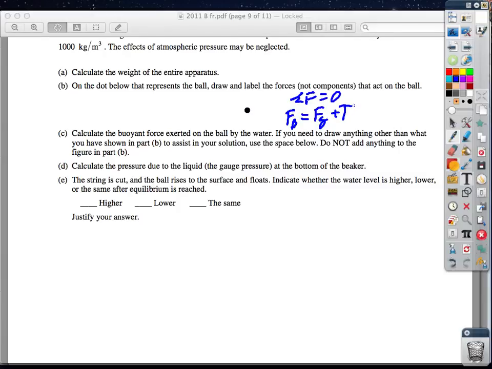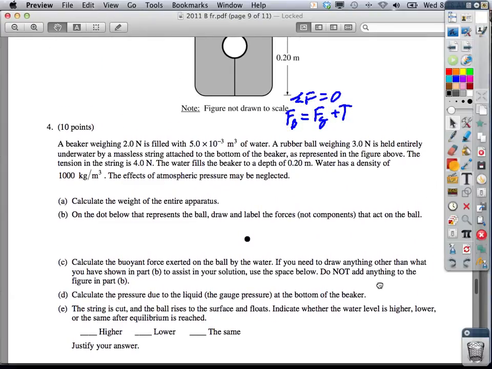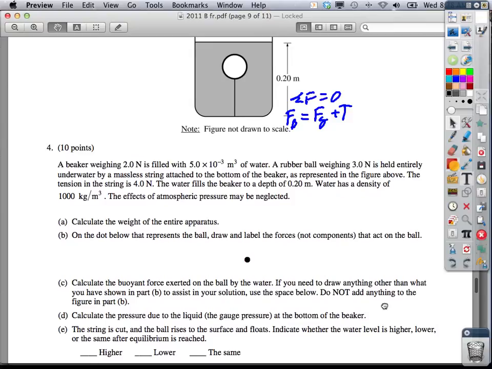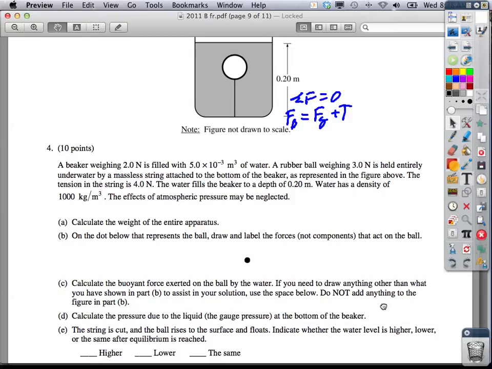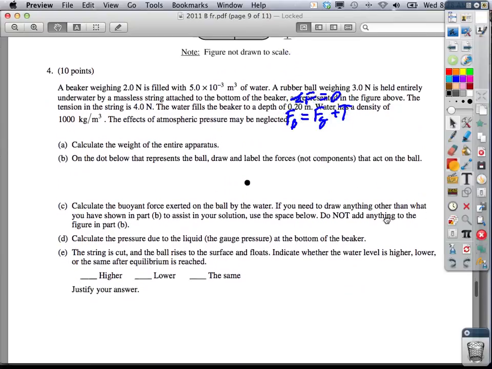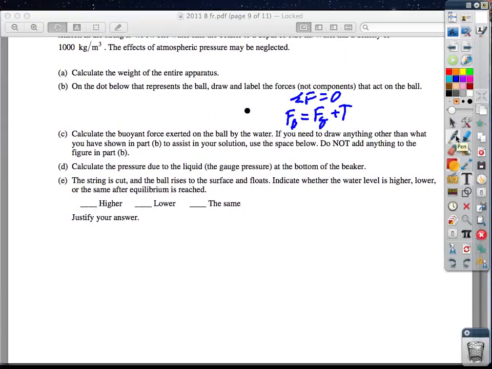And I think they told us the tension, didn't they? Yeah, so they told us the tension, well, they told us the density too, so you didn't do that. So then that lets us say that F_B is equal to F_G, is it a 3 newton ball? 2 newton ball, plus the 4 newtons of tension. Was it 4? I don't know.